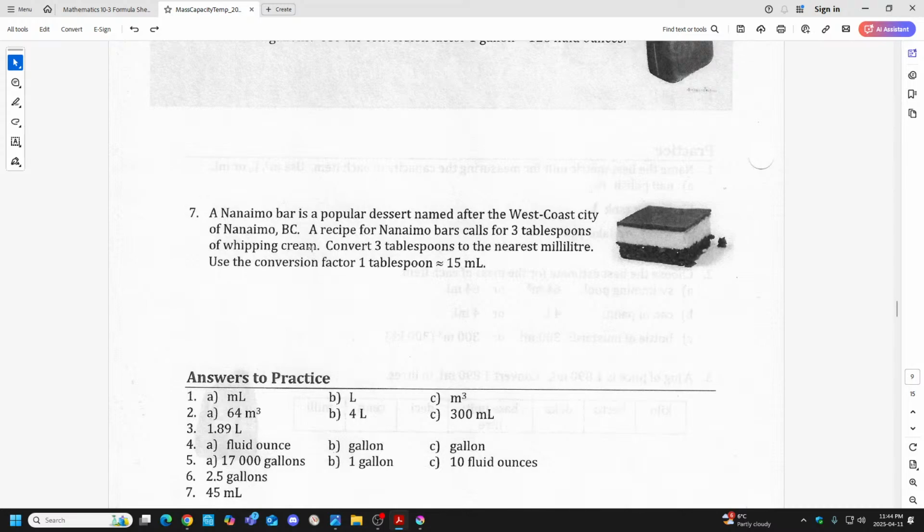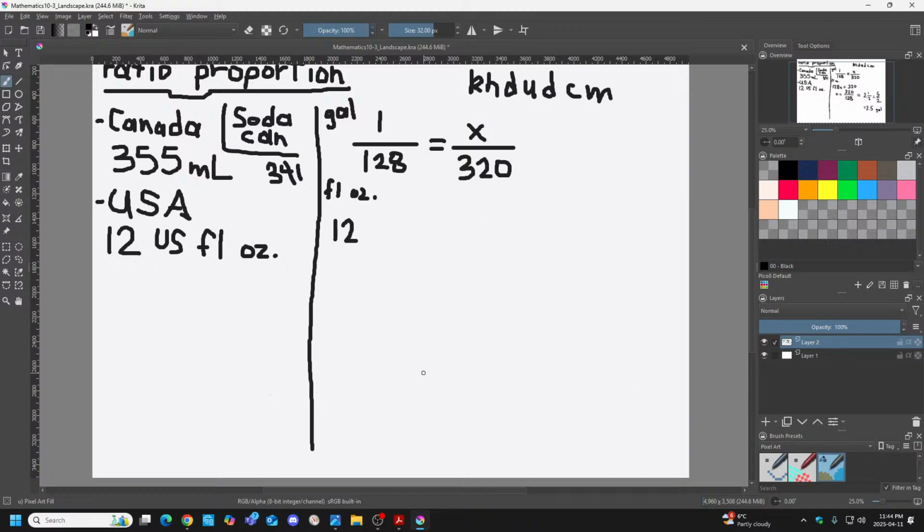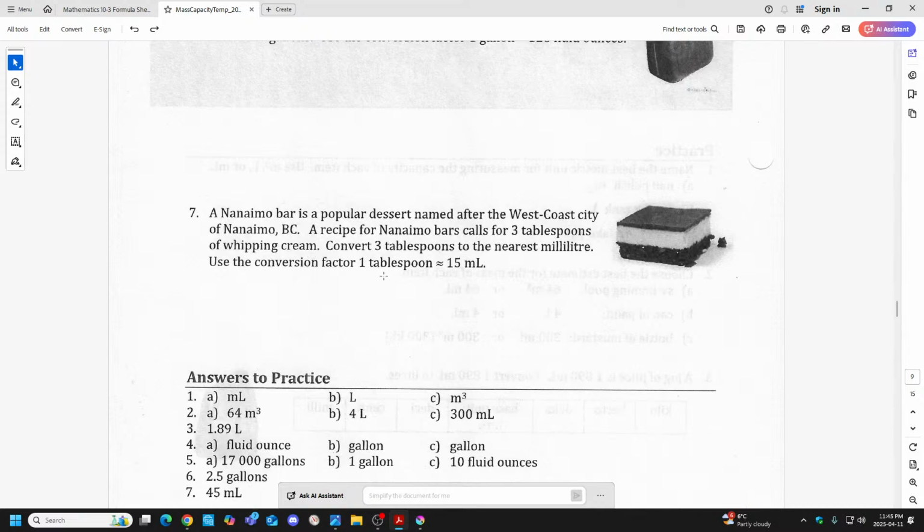It's pretty nice. A recipe for Nanaimo bars calls for 3 tablespoons of whipping cream. Convert 3 tablespoons to the nearest milliliters. Use the conversion factor: 1 tablespoon equals 15 milliliters. Okay, let's just clean things up again. 1 tablespoon. I usually write uppercase T, B, S, P. For teaspoon, I use lowercase t. Okay, 15 milliliters. Hopefully I'm not too tired or messing things up, guys. 1 tablespoon equals approximately 15 milliliters.